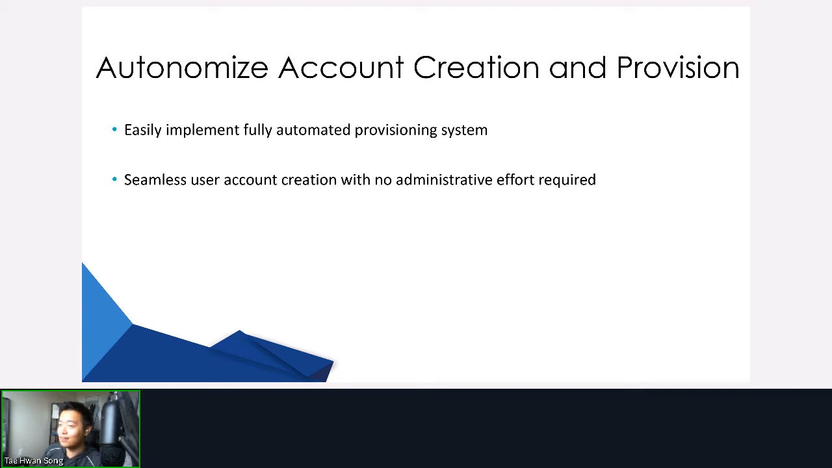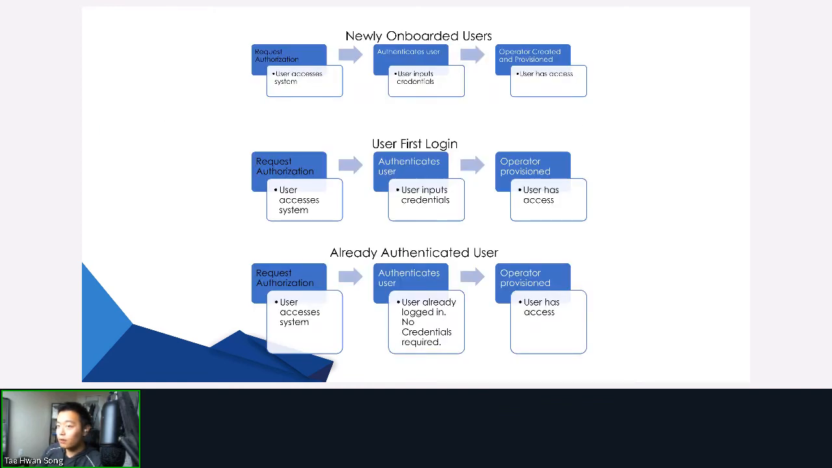Last but certainly not least, EasyAuth allows you to easily implement fully automated user account creation and provisioning with seamless operator creation and no administrative effort required by you. How this works is that newly created users or existing users can automatically be provisioned with the latest and greatest information by pulling from your external database of company information and applying the values to your Pega database once any user logs in just once.